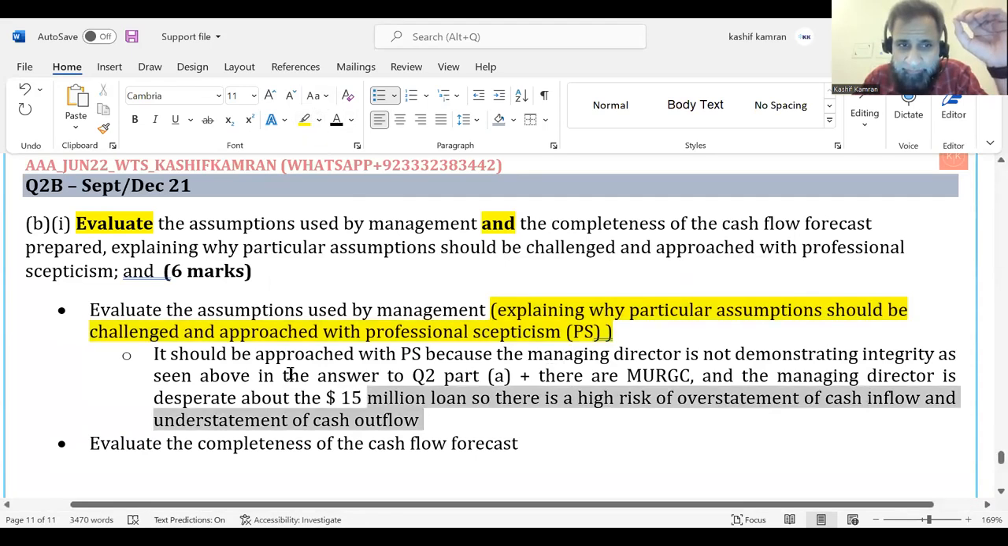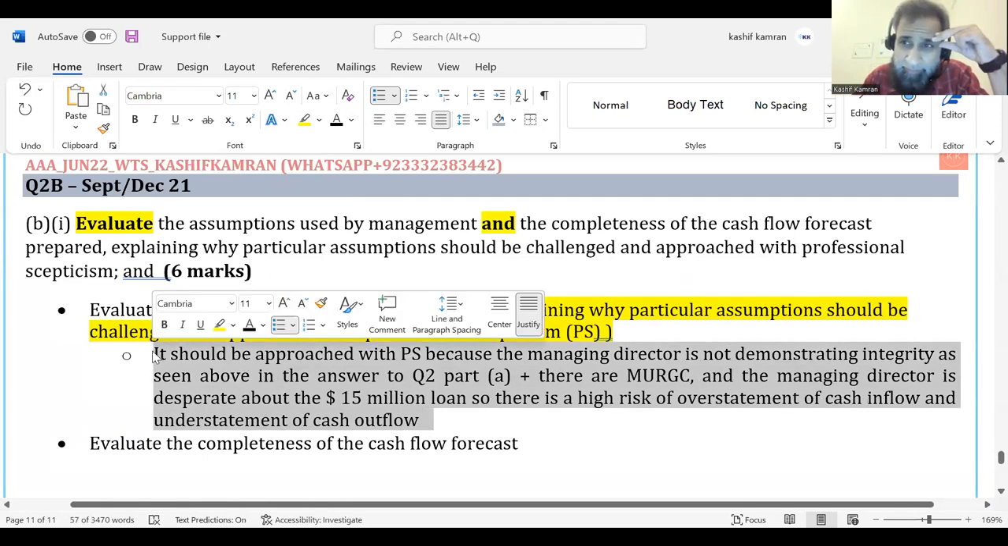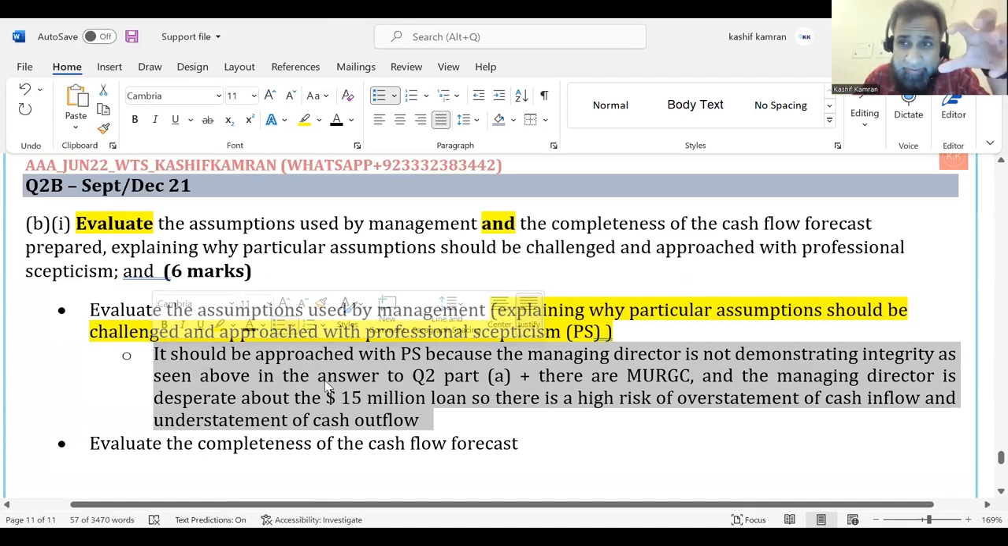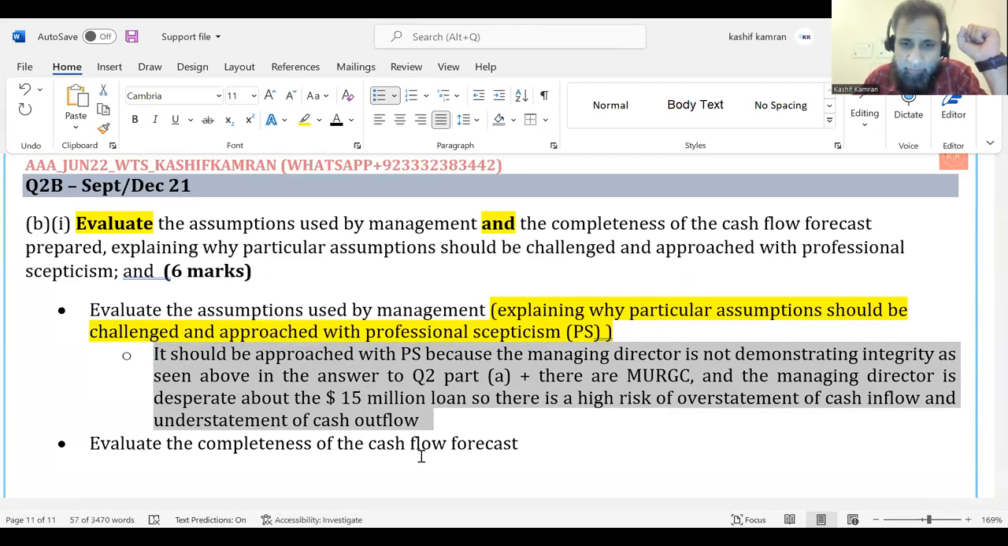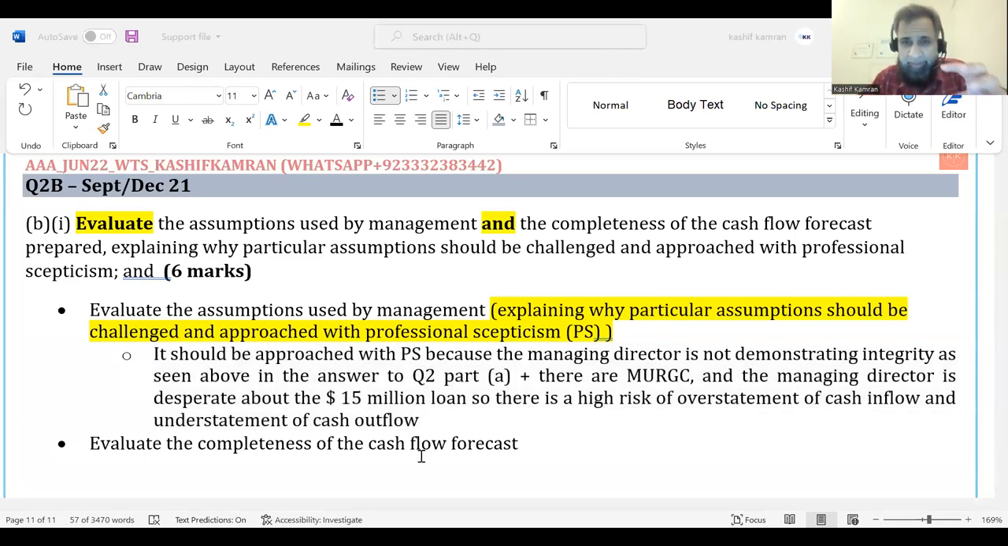Are you getting the point here? Read this paragraph, read the bullet. Are you clear with this? That is the reason why the particular assumptions given should be challenged and approached with professional skepticism. I've just highlighted the bullet right over here. Tell me, are you clear with it? Are you clear with the reason why you should challenge them? I am just giving you the marking scheme, right? Just wait for 1 minute, Anjali.